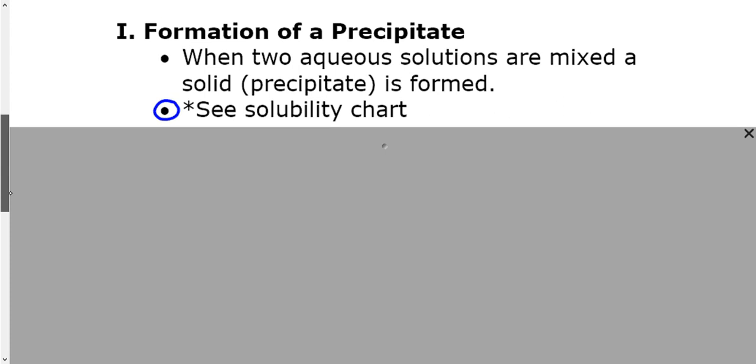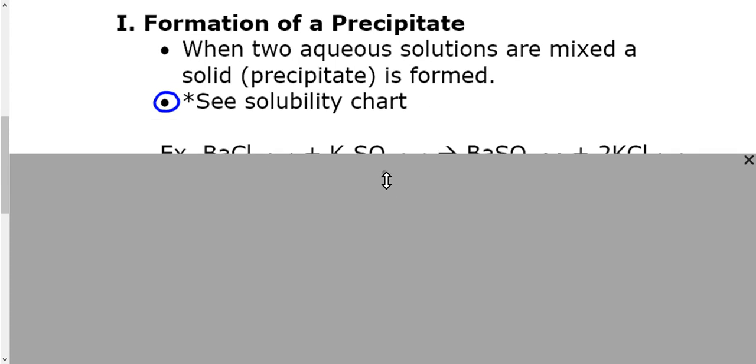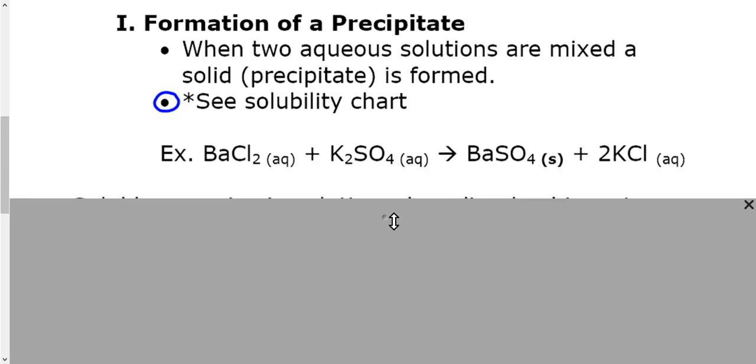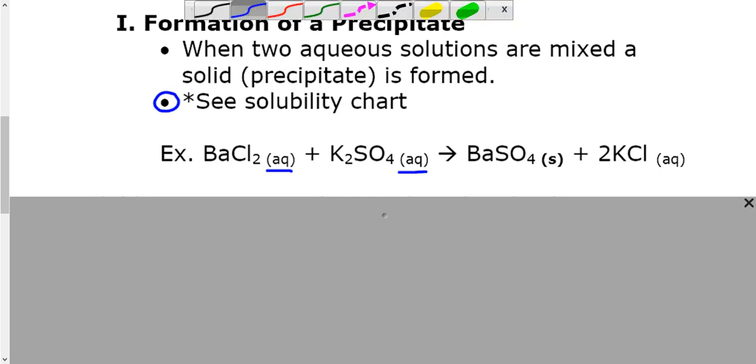So let's take a look just at the precipitate. We're going to look at this equation here. We've got barium chloride reacting with potassium sulfate. Both of these are aqueous to start, and you need to have both compounds aqueous for them to react. When we look at our products, we have barium sulfate and potassium chloride. But the key thing here is that the state for barium sulfate is solid. Our other compound, potassium chloride, is aqueous.